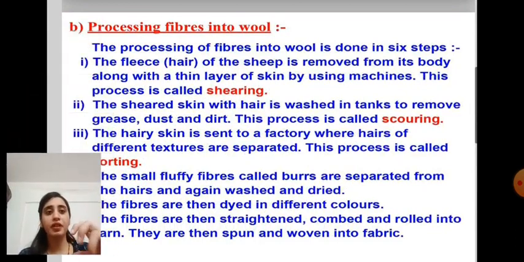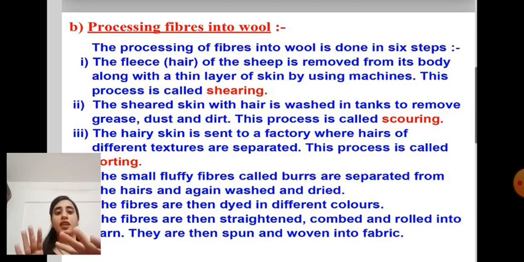The process of processing fiber into wool is run in 6 steps. The first is shearing. The hair of sheep is removed from the body along with a thin layer of skin by using a machine. Means when we cut the hairs of sheep with the help of machines, this process is called shearing. Okay, understood?